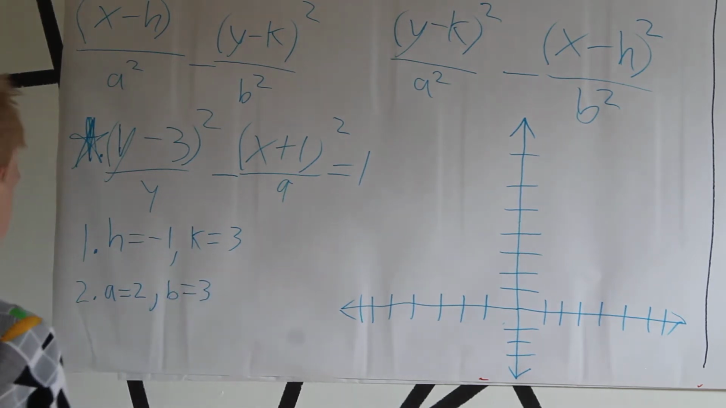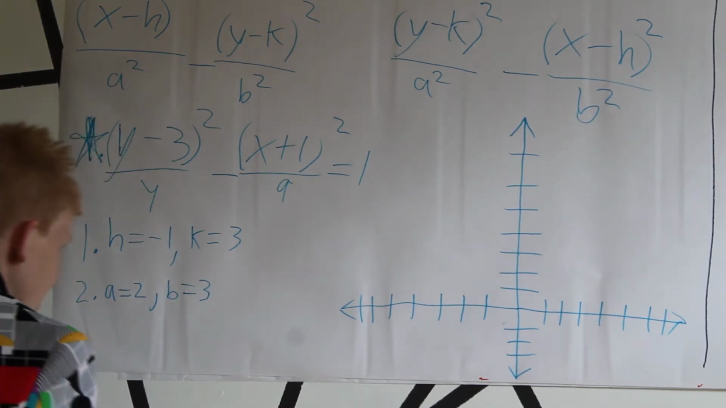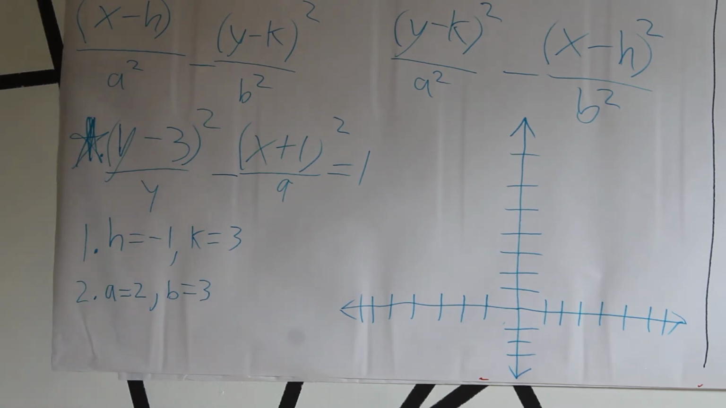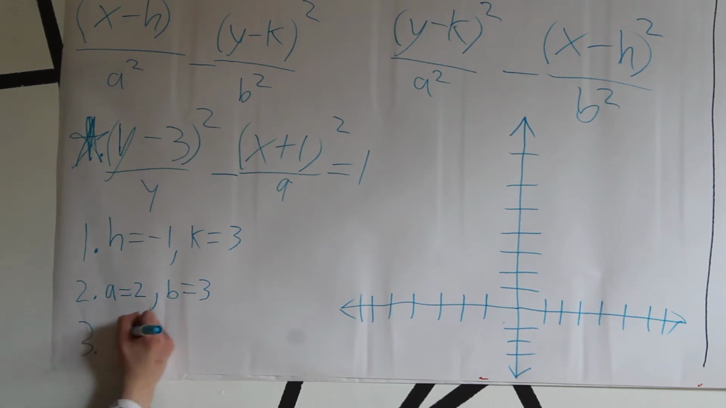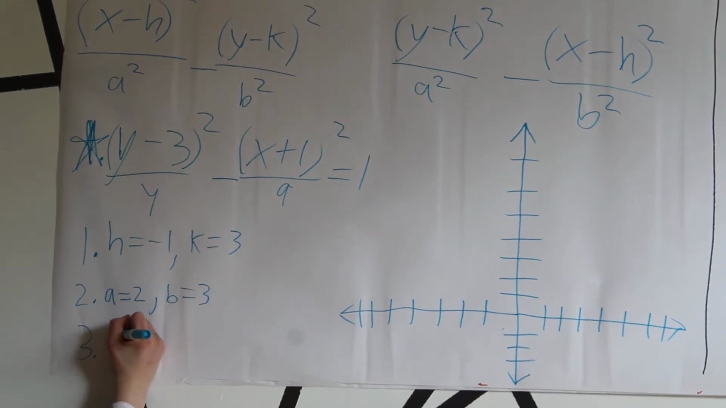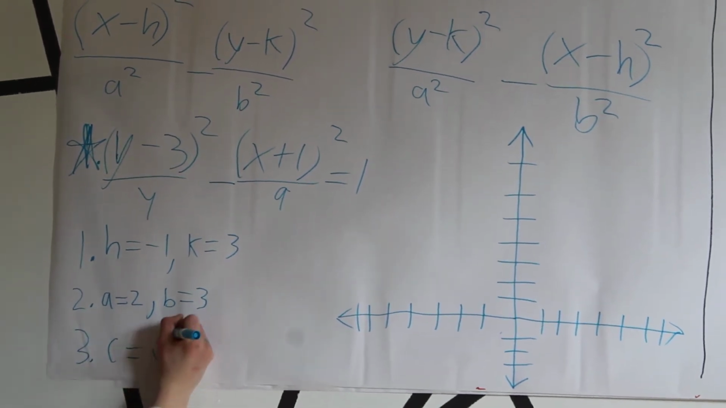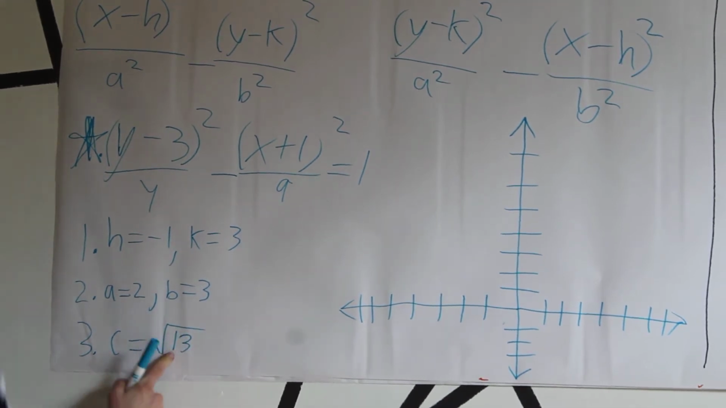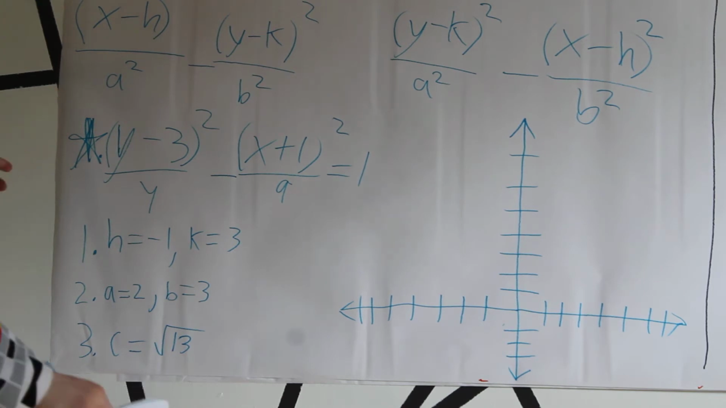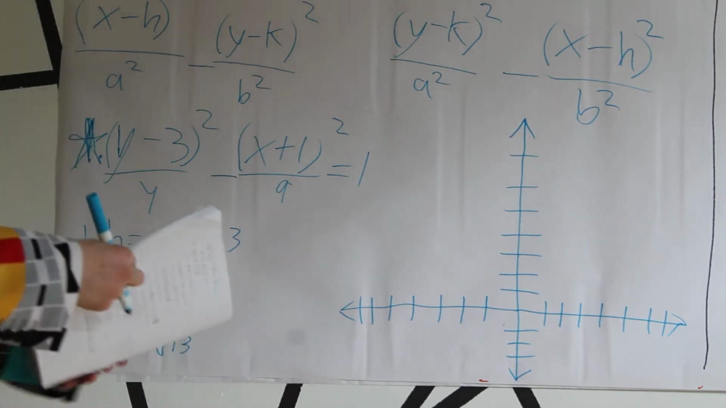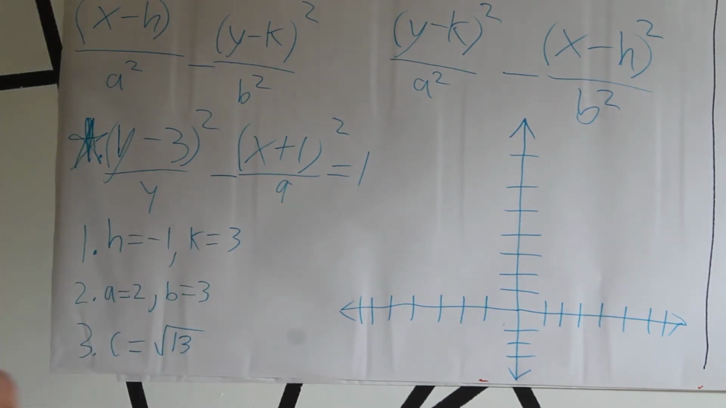And then the next one is you want to get our c. You're going to be using c squared equals a squared plus b squared. And that gets us c equals the square root of 13, which is about 3.6. As I said, this is the distance from your center to your foci. This doesn't change if you transform the graph. Alright, so let's graph some points.